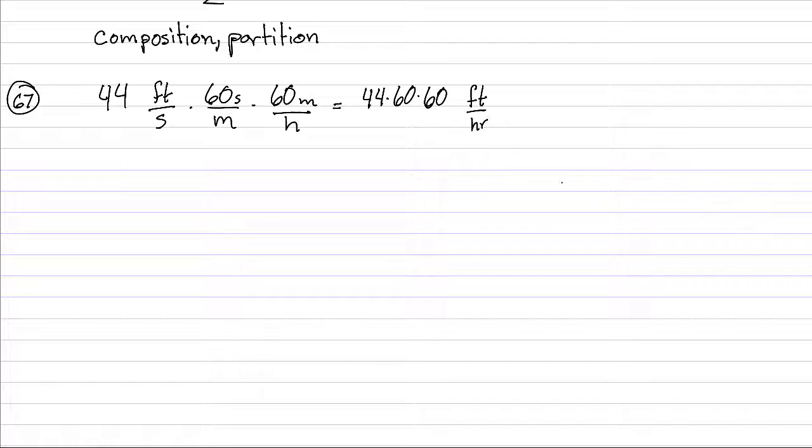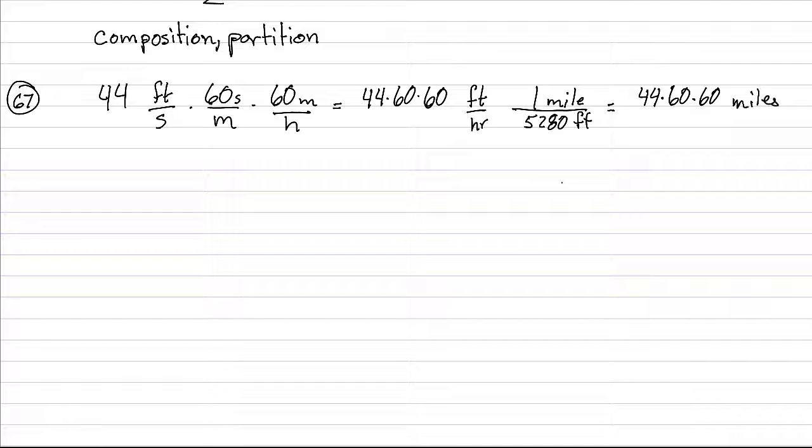Okay. And now we need to convert it into miles per hour. And there is 1 mile, 5,280 feet. So that means we have 44 times 60 times 60 miles, all right, per 5,280 hours.